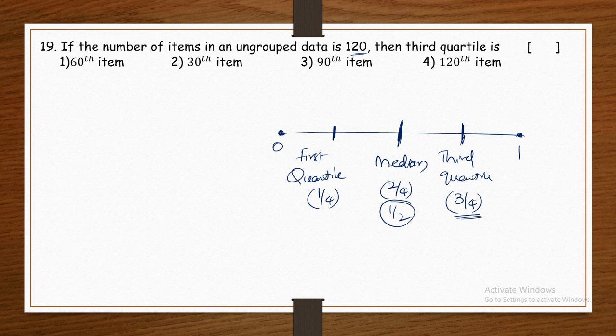So what is the third quartile of 120? It is nothing but 3 by 4 into 120. In the 4 table this 120 goes 30 times, so 3 30s are 90. So the 90th item is present at the third quartile. Suppose if we ask about the first quartile, first quartile means 1/4 of 120, which is 30, right? If we ask about the second quartile or median, then the 60th item is my answer.